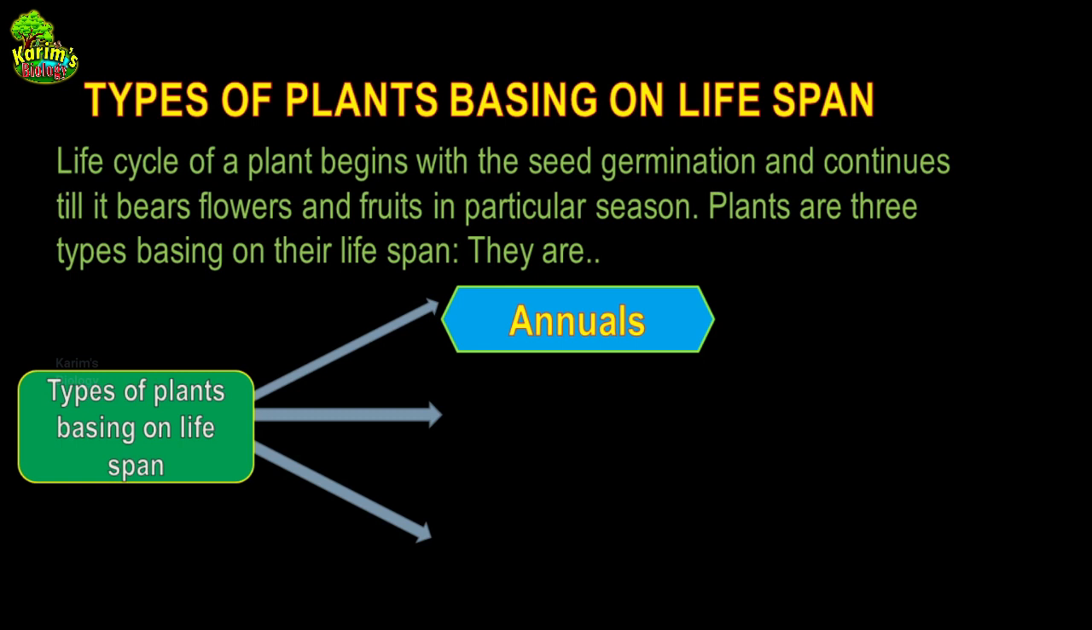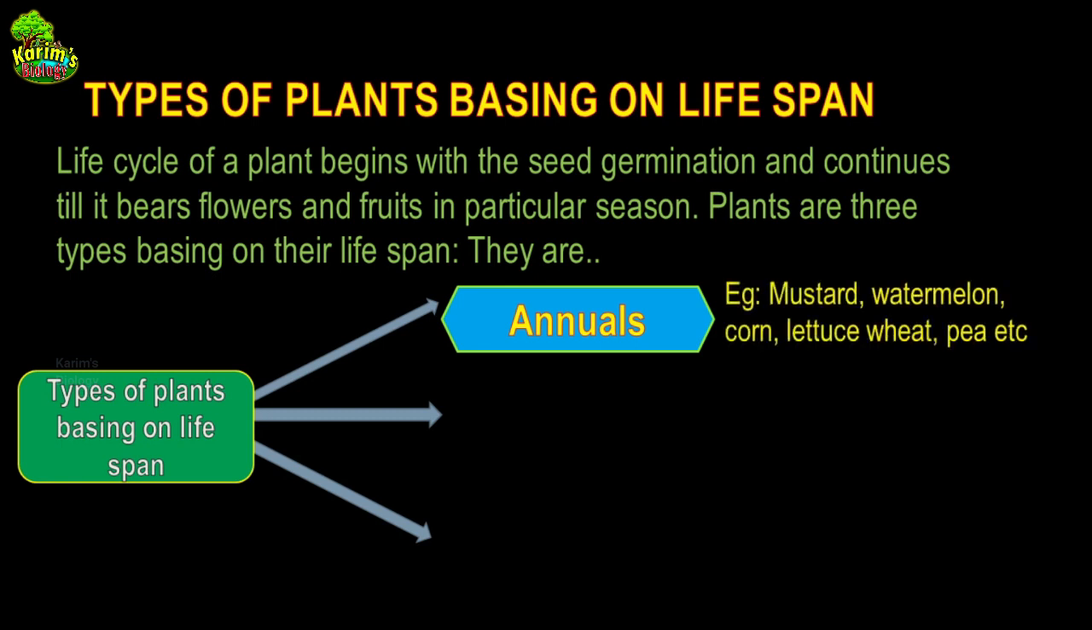They are the plants which can complete their life cycle within 1 year. So you need not wait more than 1 year to get the product from these plants. Examples are mustard, watermelon, corn, lettuce, wheat, pea. These are some of the examples of the annual plants which can complete the life cycle within 1 year.